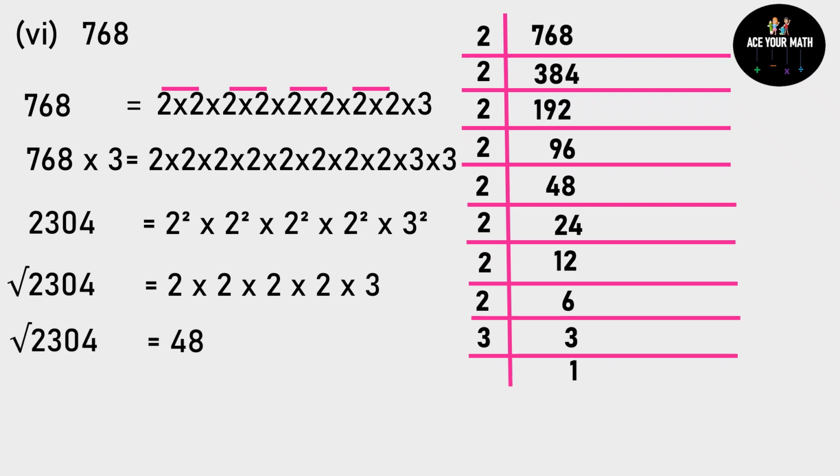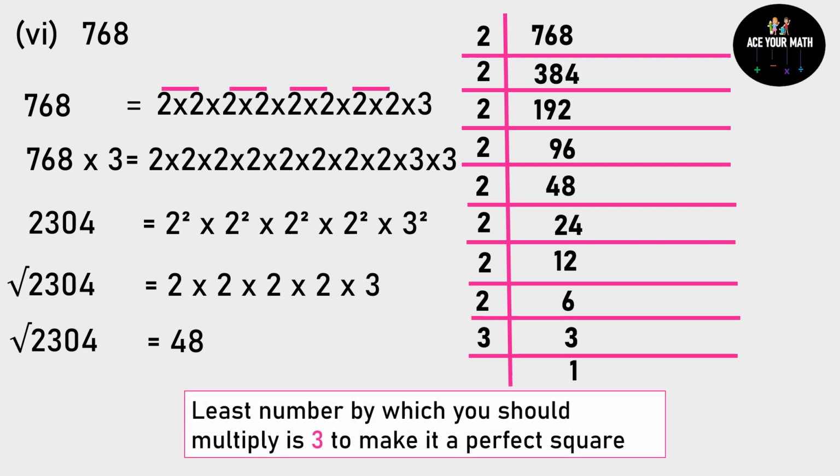So by which least number we multiplied this 768 to make it a perfect square? So that is 3. And the square root of the final number which we received, 2304, is 48.